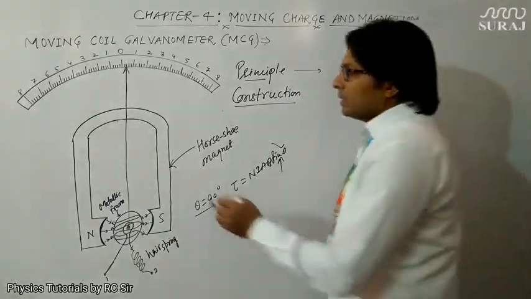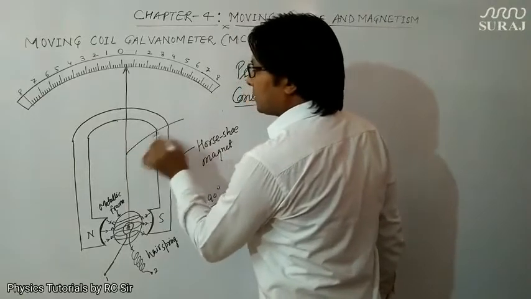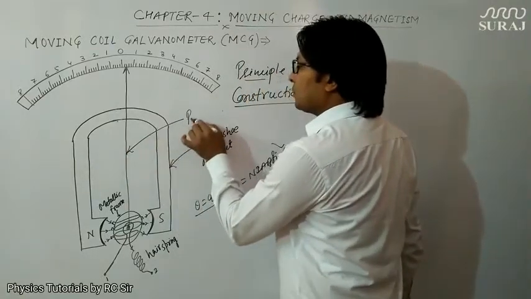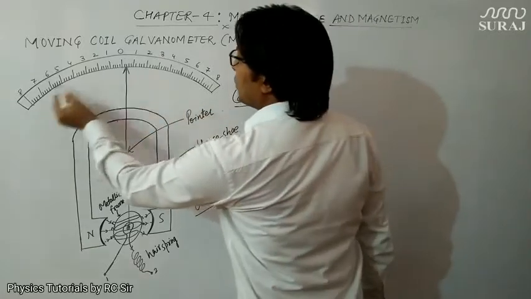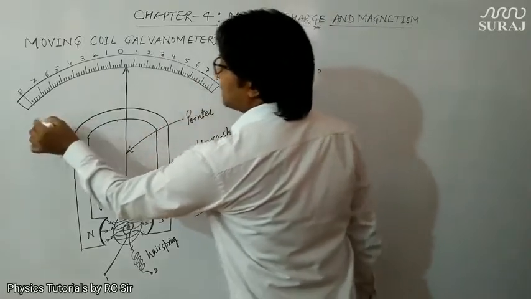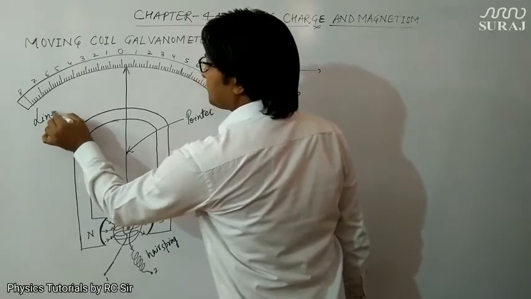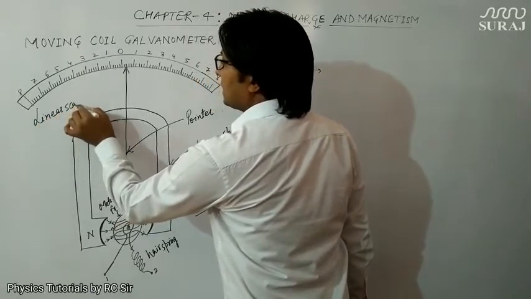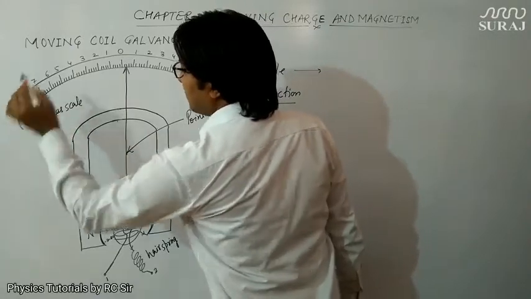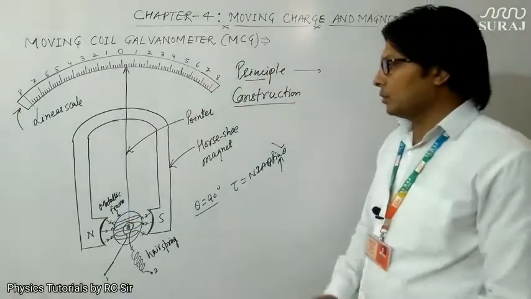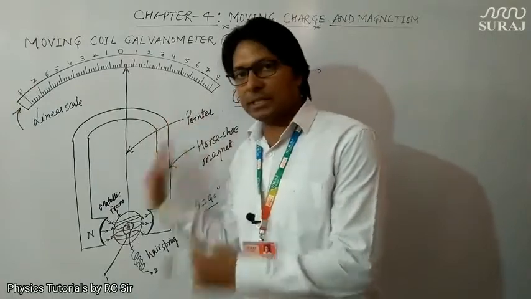This is the pointer made of aluminium. This is the pointer which can slide on this linear scale. This is the linear scale. Why we are using a linear scale, we will discuss while we derive the formula, or while we discuss its working.